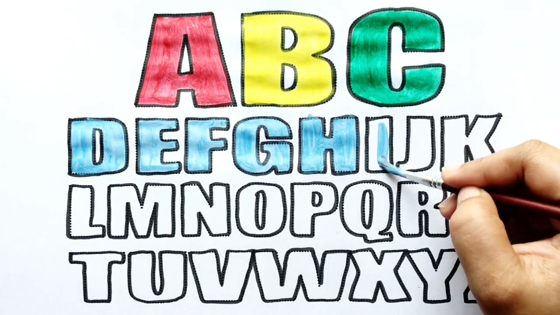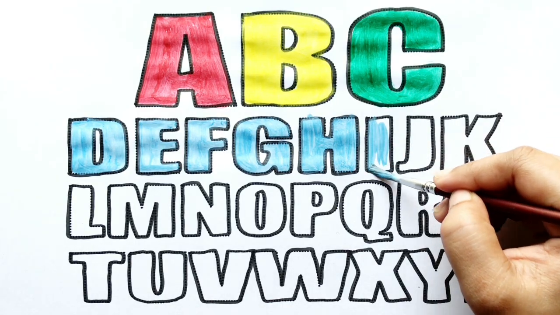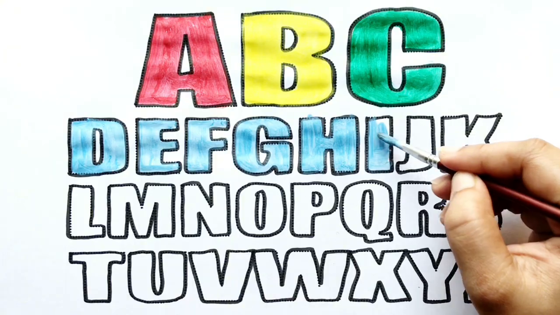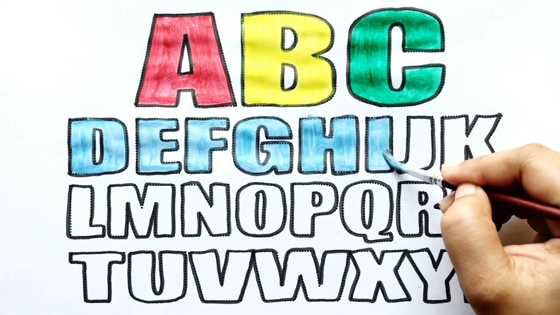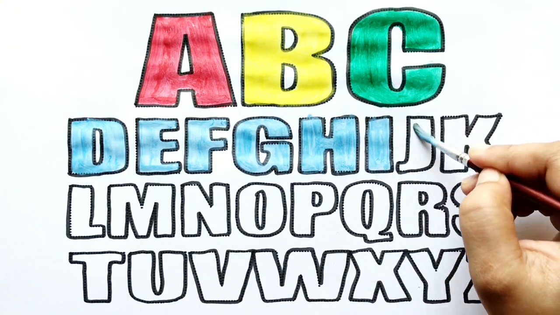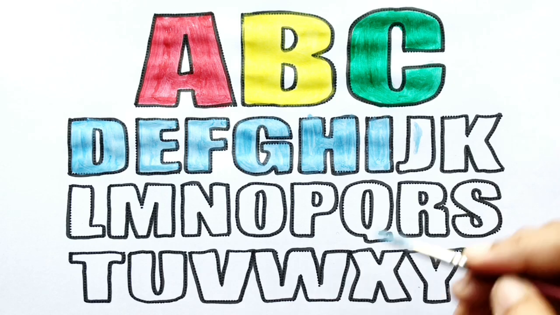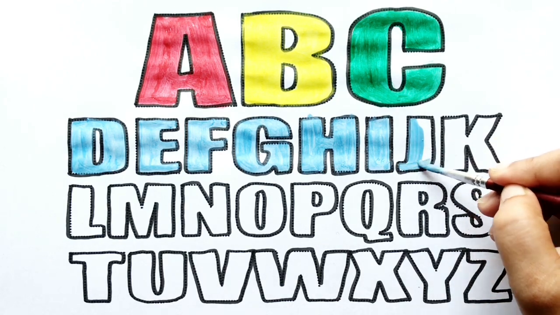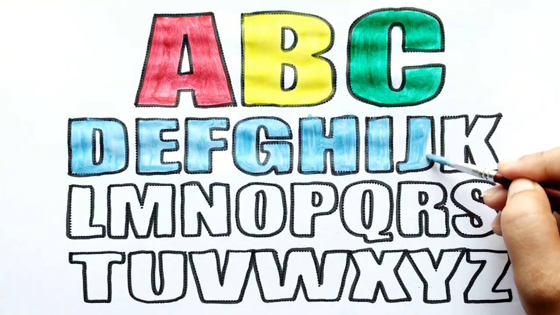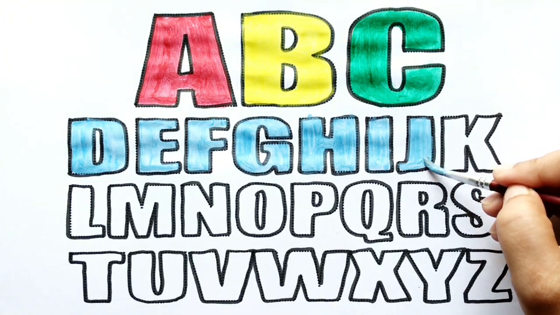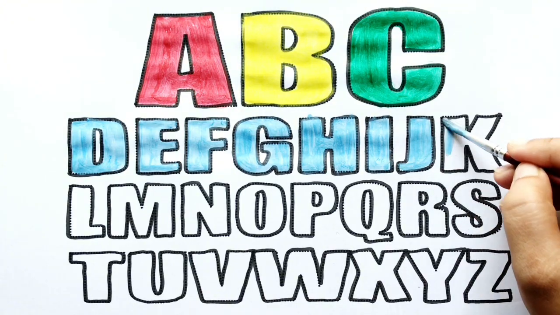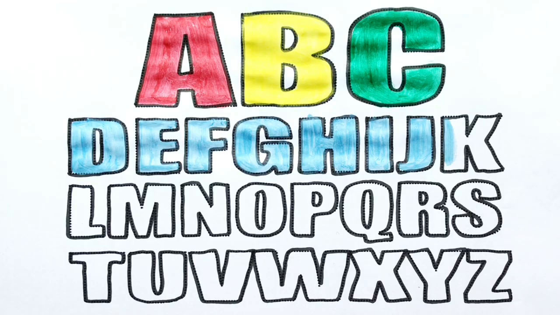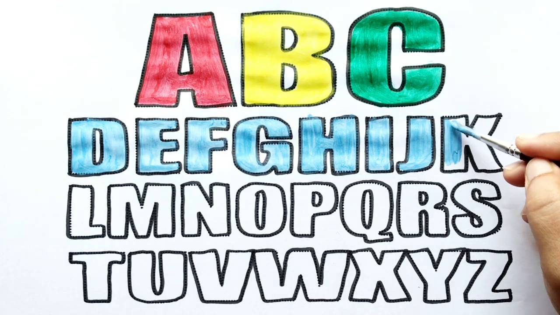Next time, won't you sing with me? A, B, I for igloo. E, F, G, H, I, J, K, L, M, N, O, P, Q, R, S, T, U, V, W, X, Y, and Z. J for jellyfish. I know my ABCs.